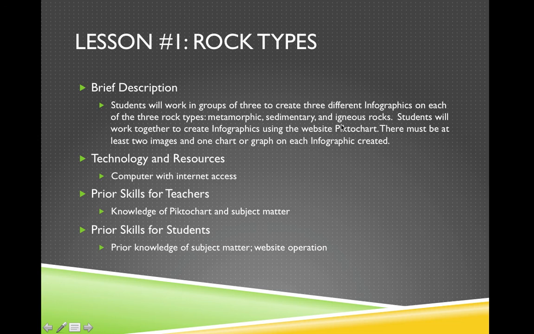Technology and resources. All the class really needs is a computer with internet access. Now, in this lesson too, students would need information about the rock types. I suggest that they have already had experience with the different rock types and the information that goes along with it before completing this infographic. It will go a lot smoother. So really all they need is, like I said, the computer with internet access and textbooks or notebooks or note pages, whatever, that have the material on the rock types.